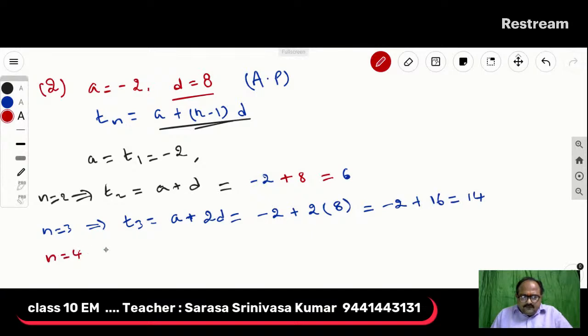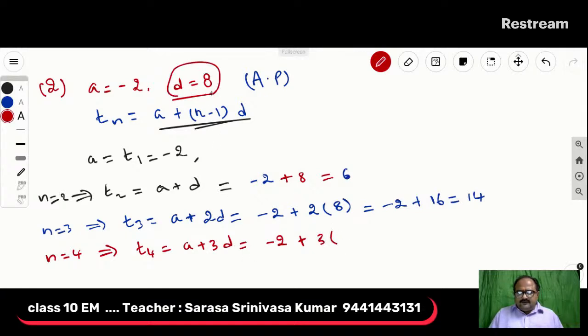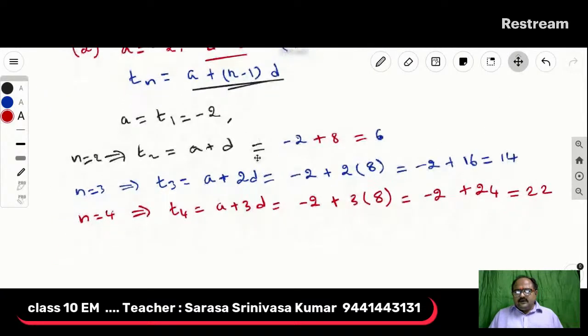Now we calculate T4. n equal to 4 implies T4 equal to a plus 3d. This is equal to, what is a? Minus 2 plus 3 multiplied by the common difference. I have taken the common difference as 8. So minus 2 plus 24. This is equal to 22. This is how we calculate.